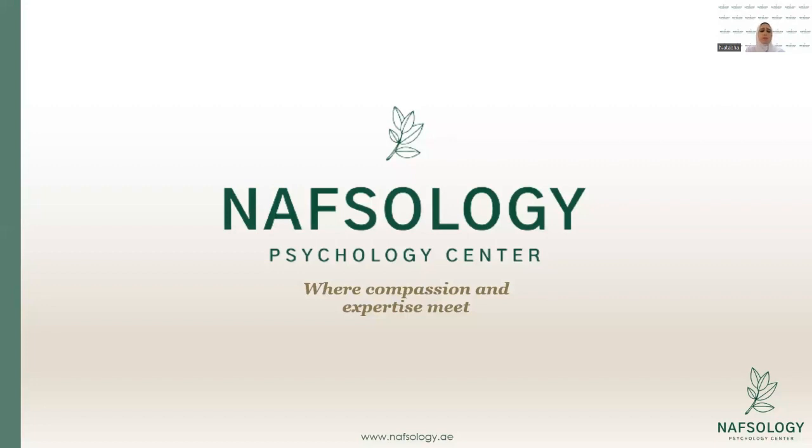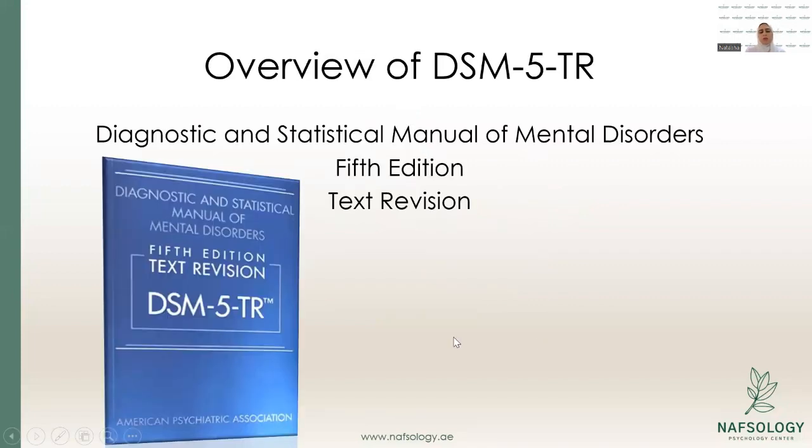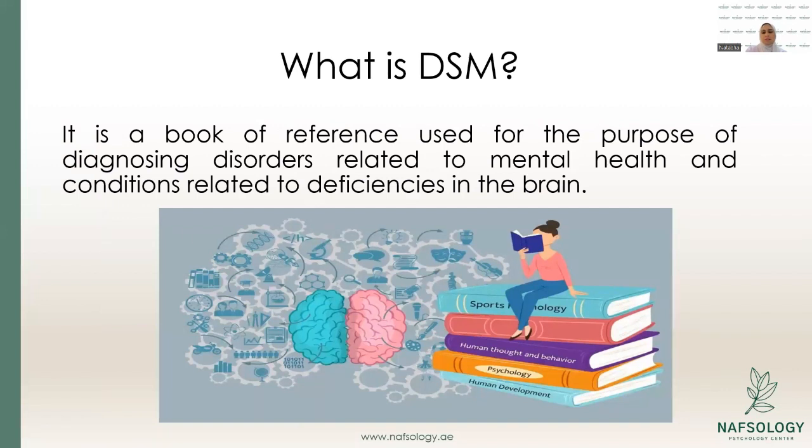So today's topic is the DSM-5-TR, which was published in 2022. It is the Diagnostic and Statistical Manual of Mental Disorders, fifth edition, and it's only a text revision. So what is the DSM? It is a reference book used for diagnosing disorders related to mental health, as well as any conditions related to deficiencies in the brain. We use the DSM as a reference point to make a diagnosis.